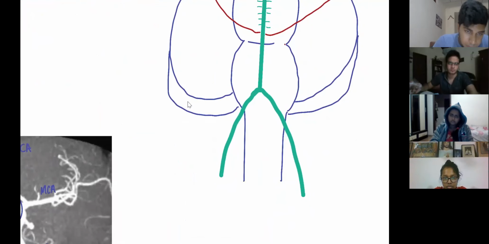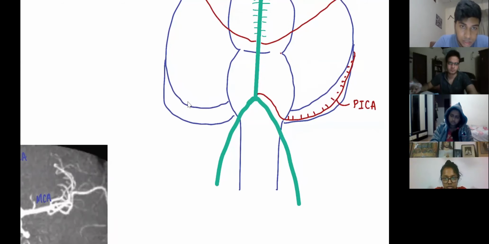So next one, let me tell you, is going to be the most important artery that we will talk about from this area. It is called the PICA, posterior inferior cerebellar artery. The most important artery which we will talk about. It's called the PICA.